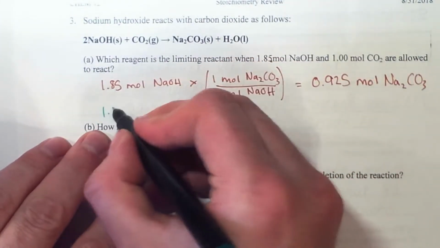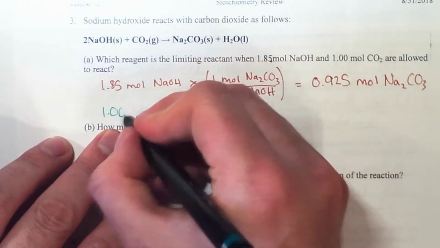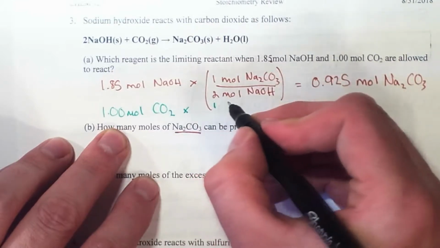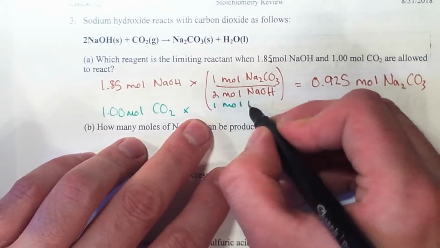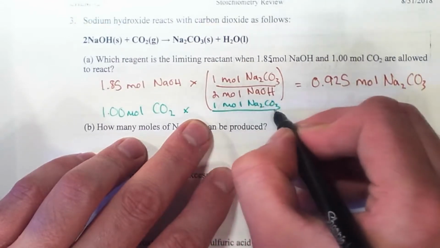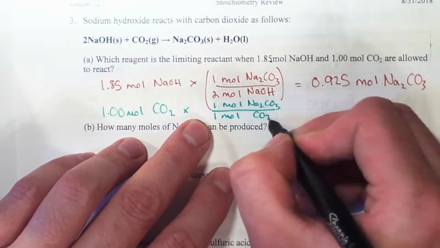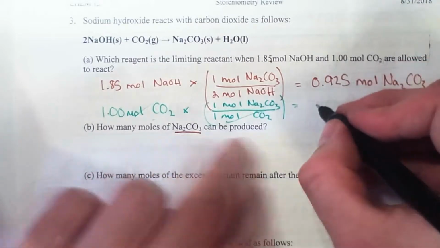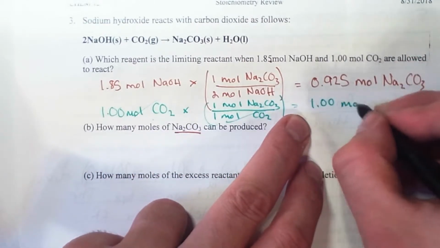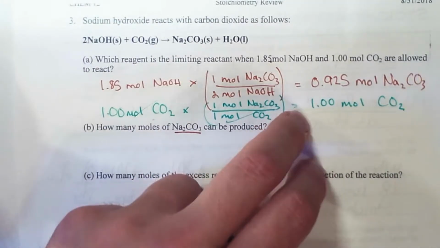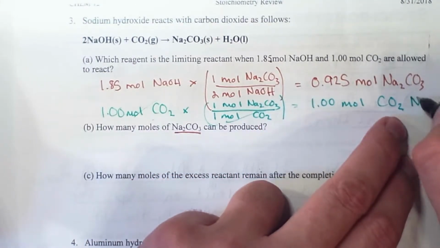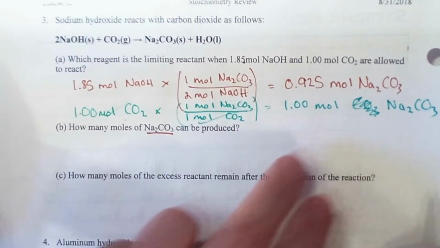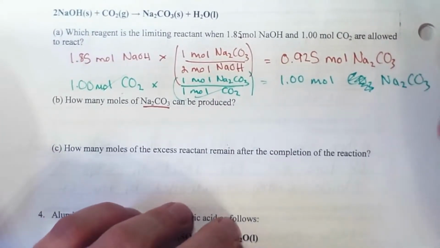Okay, we'll do the exact same calculation, but we're going to do it with the other starting material, the amount of carbon dioxide. So 1.00 moles of CO2 times 1 mole Na2CO3 for every 1 mole of CO2. Units will cancel the moles, and that means 1 mole of sodium carbonate will be produced. So we compare them.